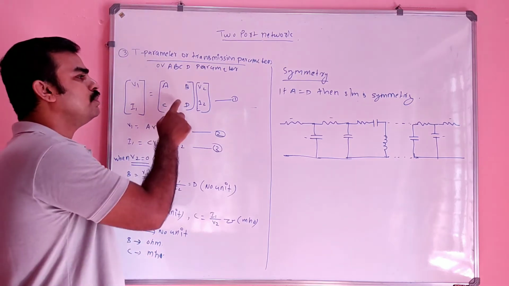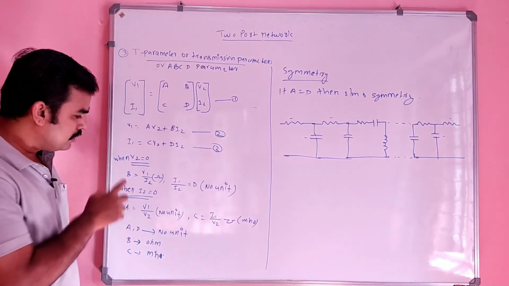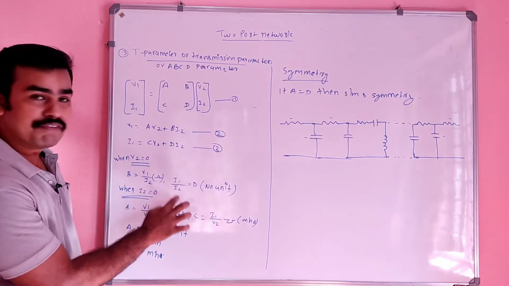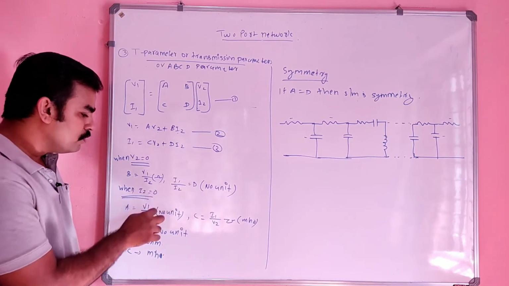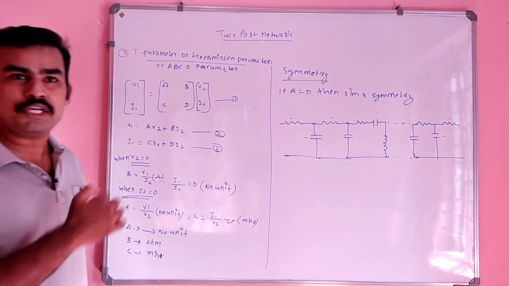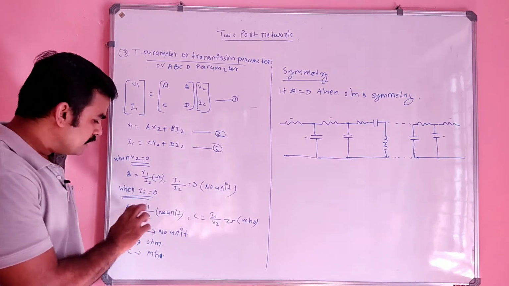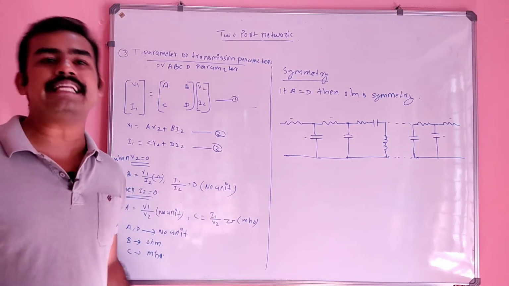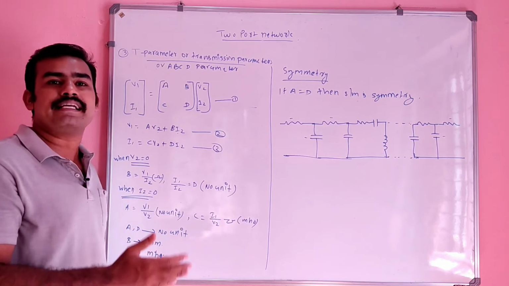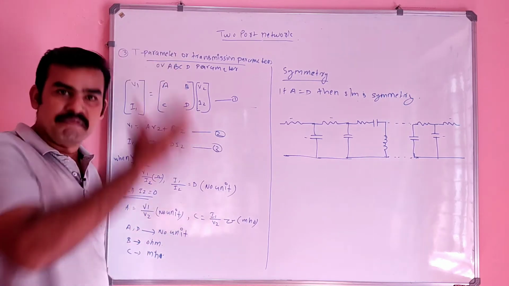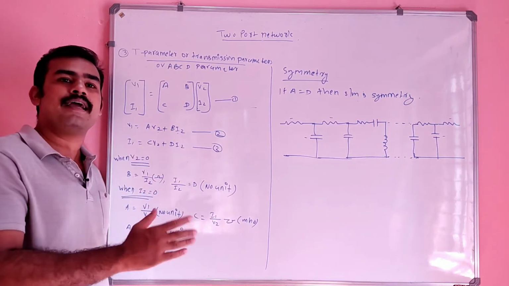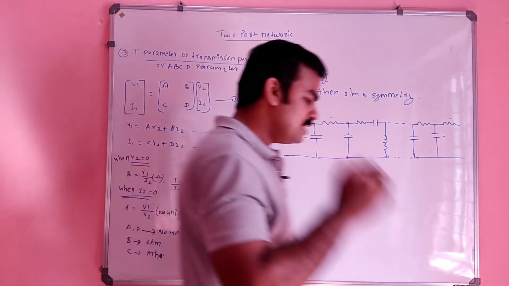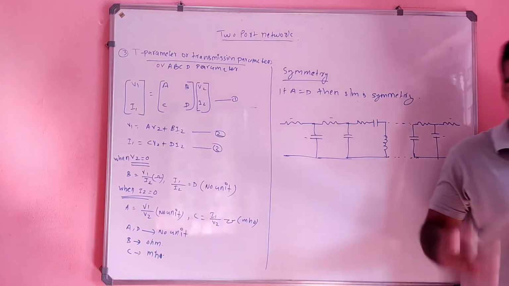So if A equal to D, A is V1 by V2, and D is nothing but I1 by I2. If V1 by V2 equal to I1 by I2, that is the meaning of A equal to D. If these two are equal, then we can say that the circuit is simply identical. It can be a mirror image. If you cut the circuit at the middle of it, then definitely one portion will be the mirror image of the other portion. That is the real meaning of a symmetrical circuit.